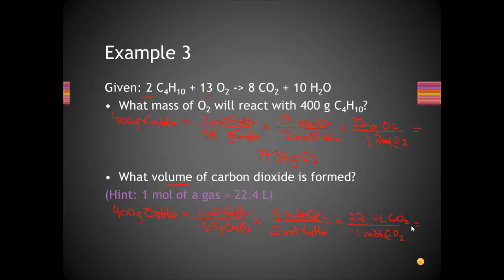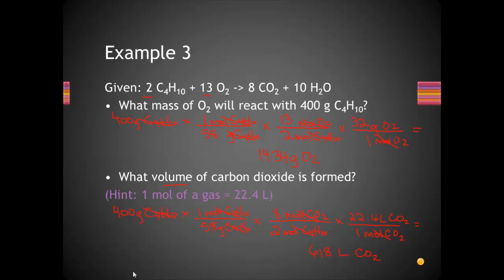400 times 8 times 22.4. And I'm going to divide that by 58 and divide it by 2. And you will get 618. The units here are liters of carbon dioxide. So I wanted to work this one out just so you could see that we do still have that 22.4 liter conversion available to us when we're working with gases in these stoichiometry problems.